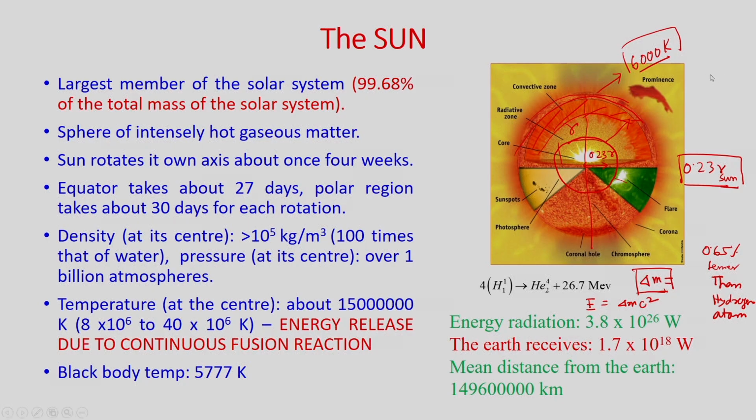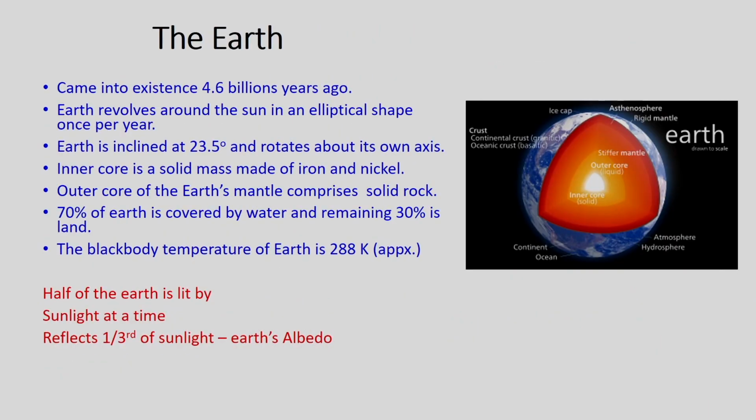The energy radiation from the sun is about 3.8 into 10 to the power of 26 watts, and the earth receives energy of about 1.7 into 10 to the power of 18 watts. We also know the distance between the sun and earth, which is a mean distance. So, let us see what we can learn about the earth.